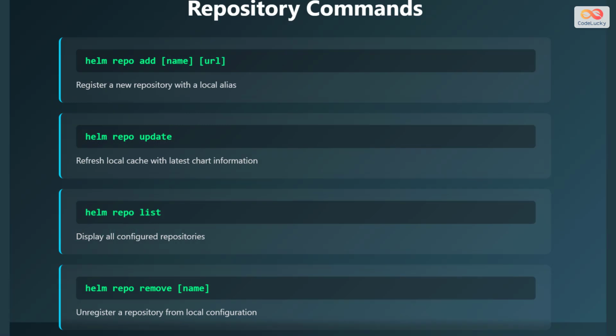Helm provides 4 essential commands for managing repositories. The helm repo add command registers a new repository with a local alias, allowing you to reference it by name. Helm repo update refreshes your local cache with the latest chart information from all configured repositories. Helm repo list displays all repositories currently configured on your system. Finally, helm repo remove unregisters a repository from your local configuration when you no longer need it. These commands form the foundation of repository management in Helm.